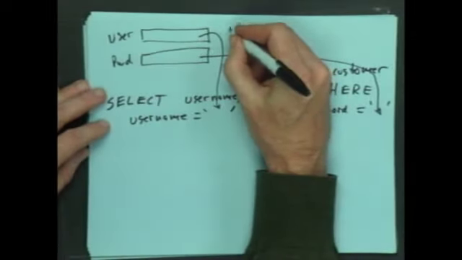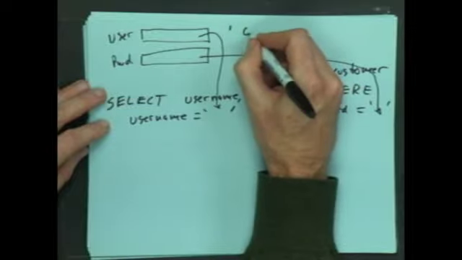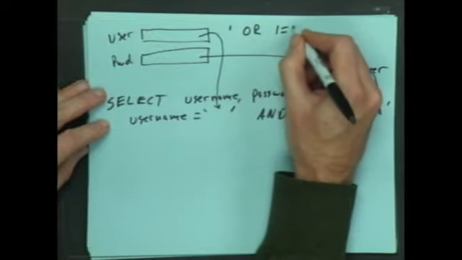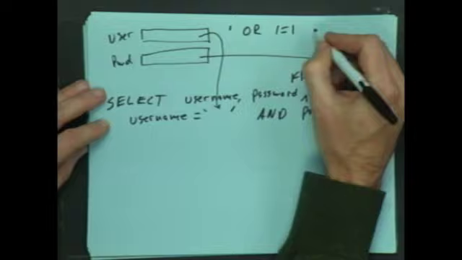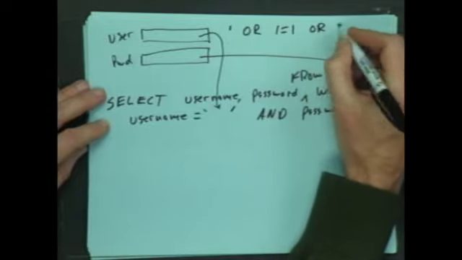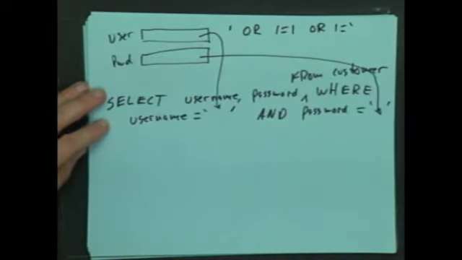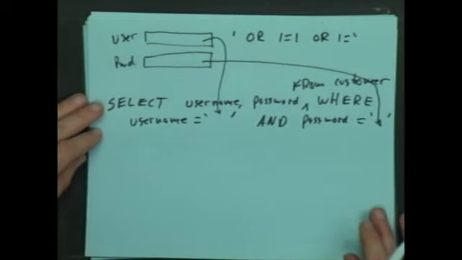All right, so say in this field up here, instead of putting an actual username, I put in a single quote, then I type in OR 1 equal 1. Then usually you put OR 1 equal and then another quote. Okay? You guys see that?